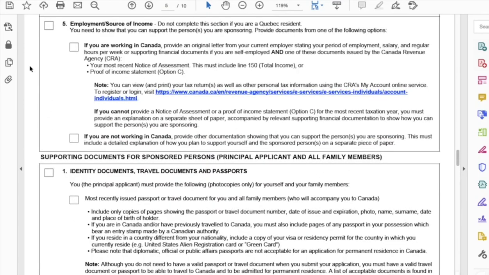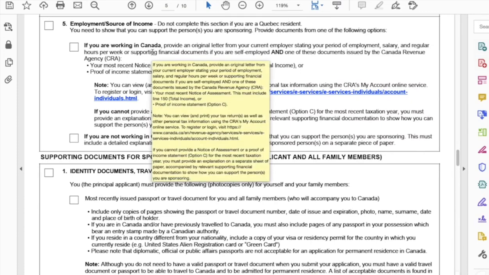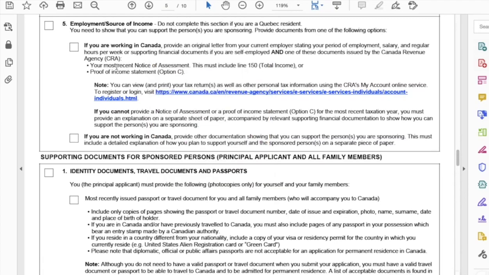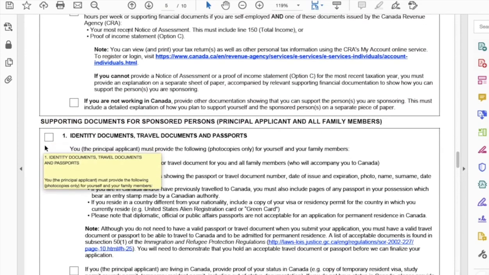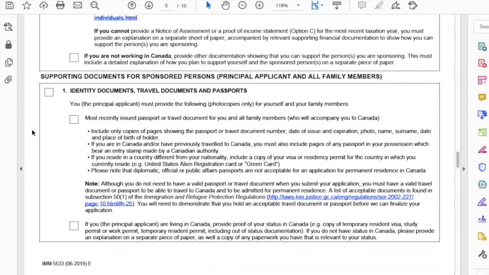If the sponsor is working in Canada, you should provide an original letter from your current employer stating your period of employment, salary, hours per week, and supporting financial documents if you are self-employed. And also you have to select either one of them. You have to provide either a notice of assessment or an income statement, proof of income. You can find these two documents in your CRA portal. Okay, if you're not working in Canada, you have to provide some explanation of how you're going to support your spouse.